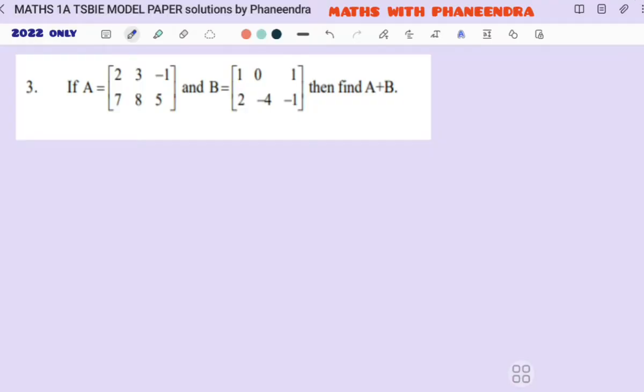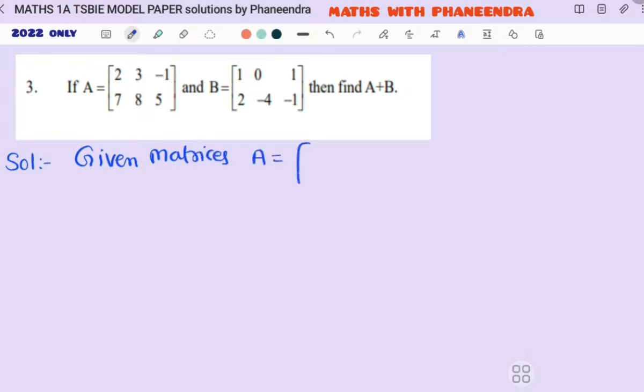The next question, number 3. If A equal to [2, 3, -1; 7, 8, 5] and B equal to [1, 0, 1; 2, -4, -1], then find A plus B. So here they are asking the sum of the matrices. So first step, you have to write the given matrices.